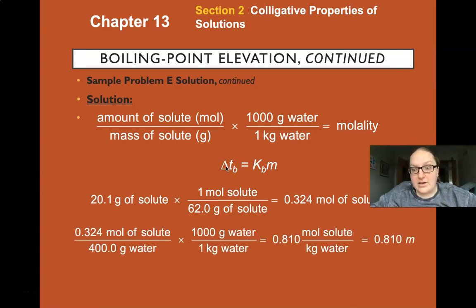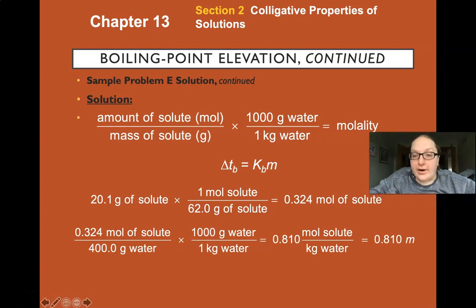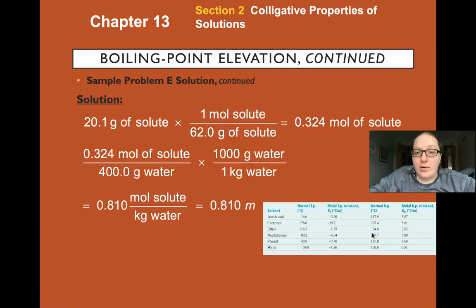All right, so let's do the actual math here. We're going to take our 20.1 grams of solute, divide by the molar mass, and get the number of moles. That's the first part. Then we're going to take those moles and divide by the kilograms of water. Now remember, in order to go from grams to kilograms, we're going to multiply by 1 kilogram over 1,000 grams. So we're going to cross off the grams, and we're going to be left with 0.810 moles per kilogram, which is the molality, M-O-L-A-L.